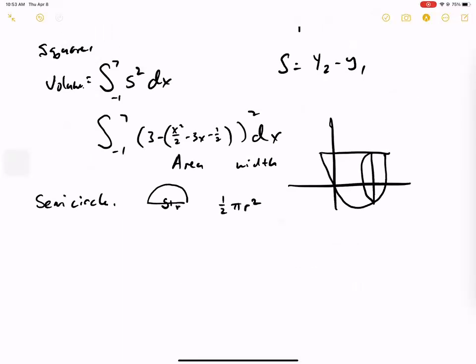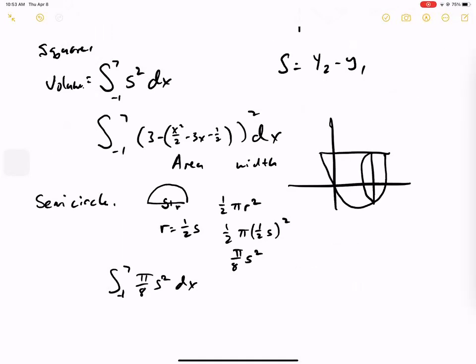It's half a circle, right? Applying this, I can do half a circle. The r here is half of S. 1/2 pi times (1/2 S) squared. This leads me to 1/8, or pi over 8 S squared. Okay, so to write our volume equation, it's the integral from -1 to 7 of pi over 8 S squared dx.